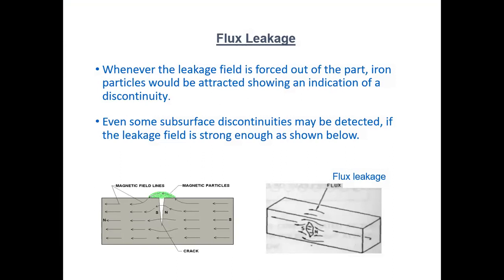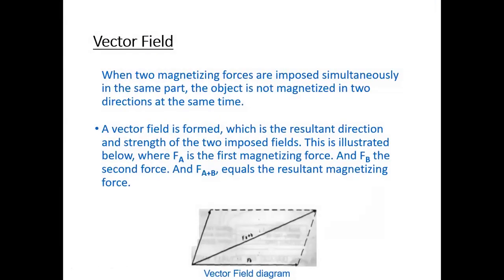Even some subsurface discontinuities may be detected if the leakage field is strong enough, as shown below. Now here, this is the surface defect, so many lines of force will come out, so we get a strong leakage field. But here some of the lines of force are passing between the defect and the outer surface, so only some of the lines of force will come out. So the indication will be weak because fewer lines of force come out of the job.